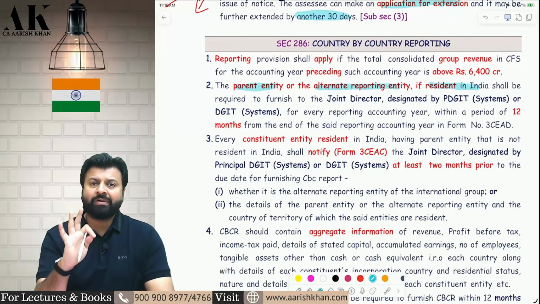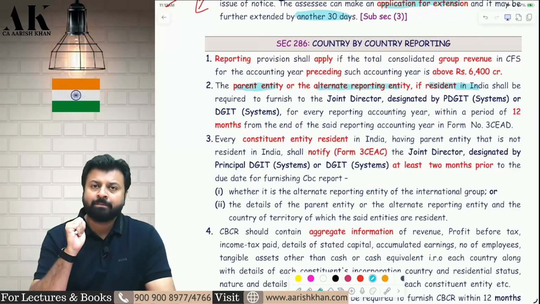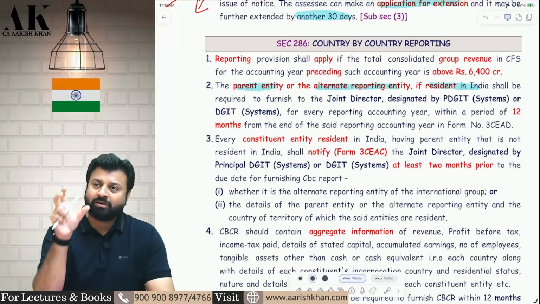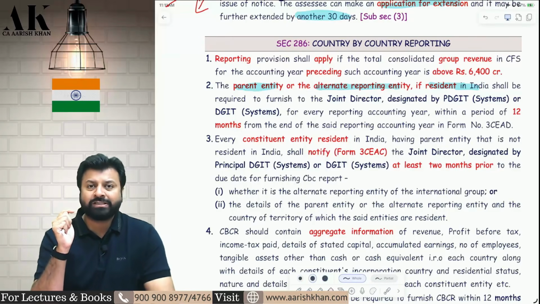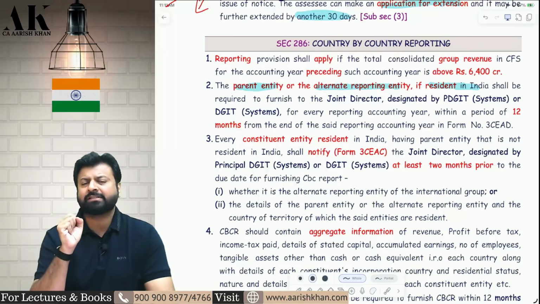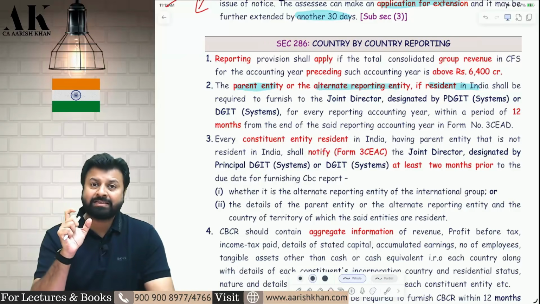There are three types of constituent entity defined in section 286. The first constituent entity is any entity which is a part of the CFS of the company. If any company is a part of the CFS of the company, it will be called a constituent entity. Second, any entity which is excluded from the CFS because it is very small in size can also be called a constituent entity. So point number one covers those entities which are part of CFS. Point number two covers those entities which are not part of CFS because the materiality and size are very small. And point number three, if a foreign company has a permanent establishment in your country, then that permanent establishment can also be called a constituent entity.